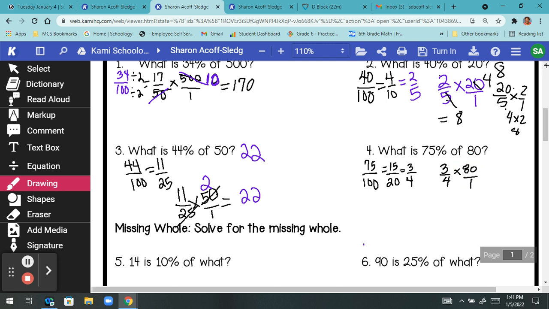80 divided by 4. I heard somebody say the answer. 60. 80 divided by 4 is, 8 divided by 4 is 2. So 80 divided by 4 is 20. And then 3 times 20 is 60.